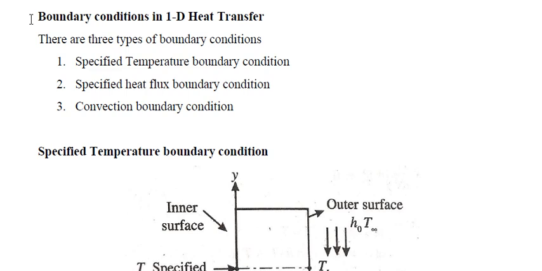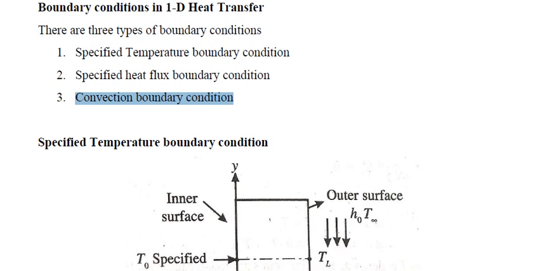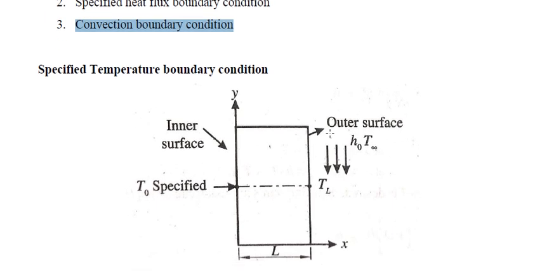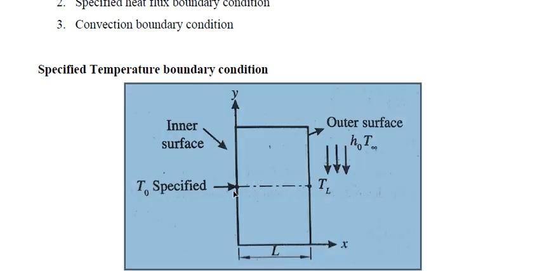Coming to the boundary conditions in 1D heat transfer. There are three types of boundary conditions: specified temperature, specified heat flux, and convection boundary condition. What is the specified temperature boundary condition? Let us see this figure. Temperature at any one of the nodes will be given as T naught. T naught represents the temperature at this position. It is given, so that temperature will be specified.